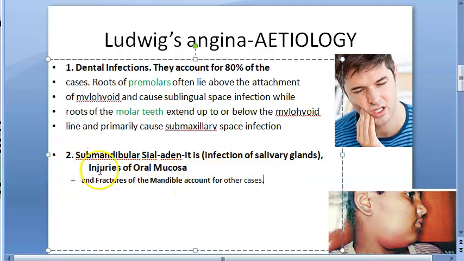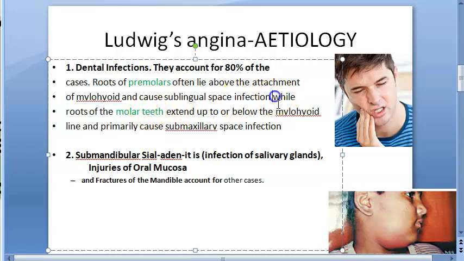Okay. Then let us read about this dental infection a little more. They account for 80% of the cases. Roots of premolars often lie above the attachment of the mylohyoid. Yes, we know that premolar roots lie above the attachment of the mylohyoid. So what infection will they cause? They'll cause infection of the sublingual space.